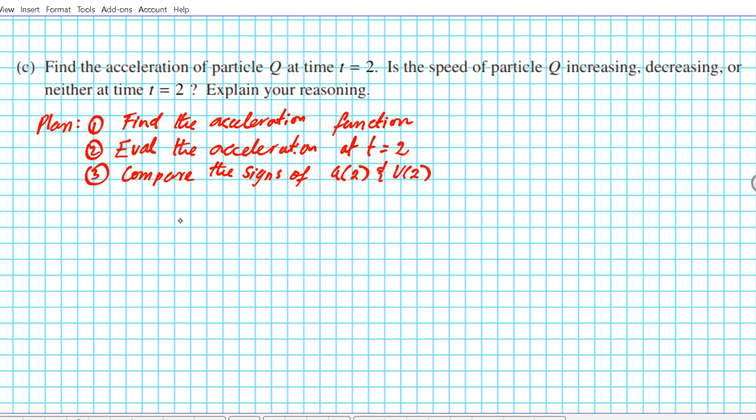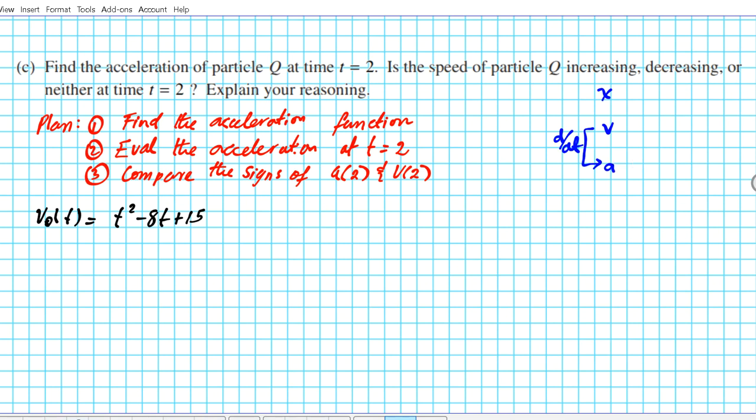What were we given here? For particle Q, we're given the velocity function, v sub q of t, is equal to t squared minus 8t plus 15. And how do you find the acceleration from the velocity? So we're going to use CEVA again. We know that if you have your velocity and you want to find acceleration, you're going to differentiate with respect to time. Okay? All right, so let's go ahead and do that. We're going to differentiate our velocity function with respect to time.